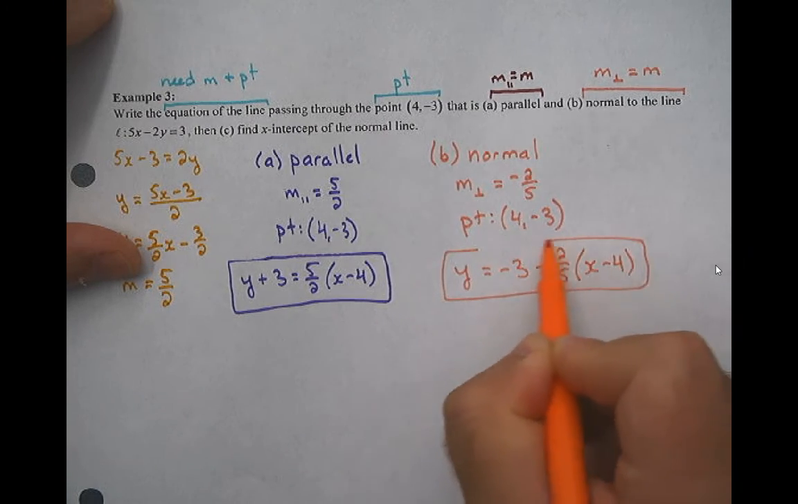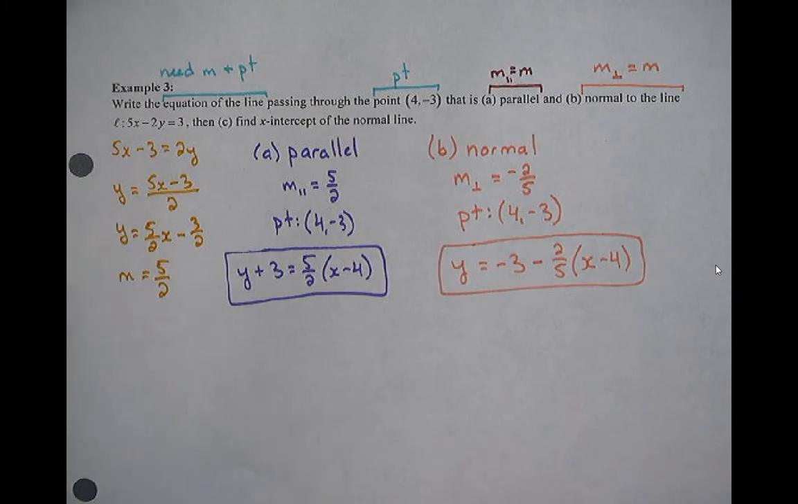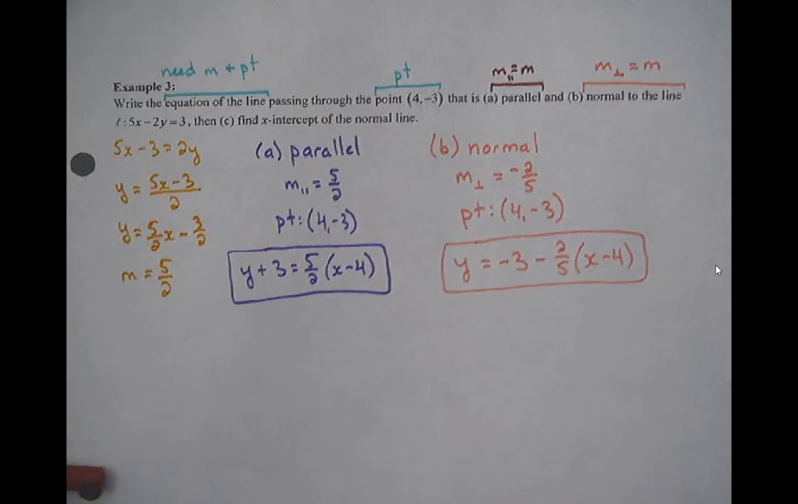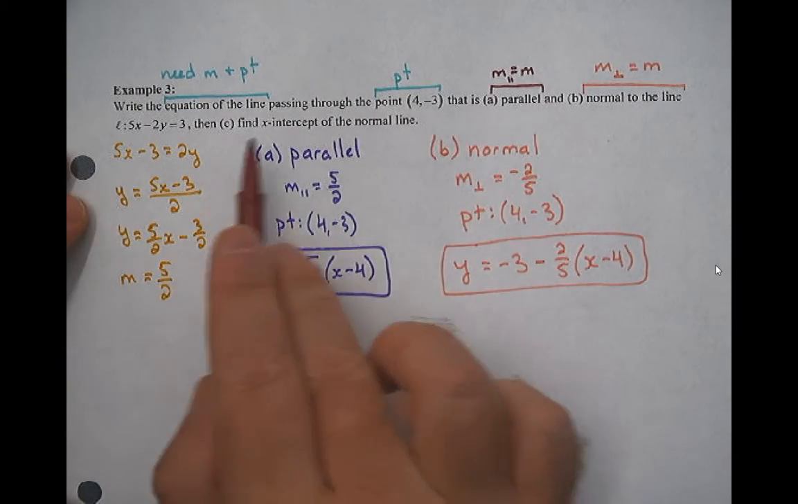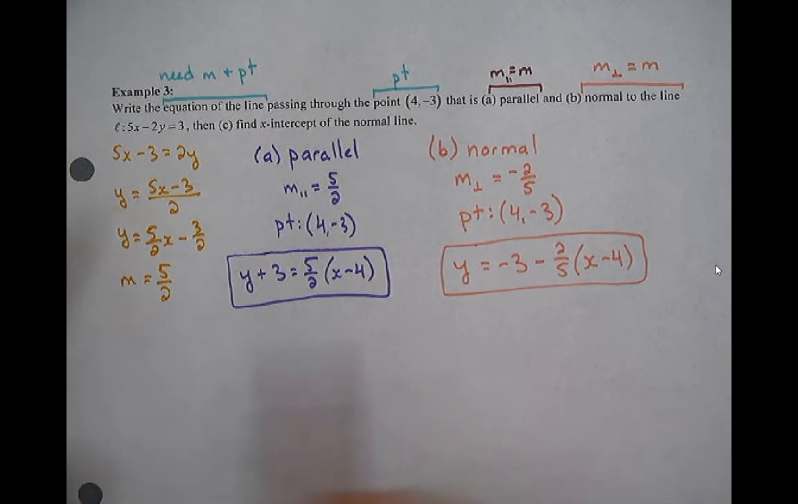I chose point-slope form because they didn't say what form it had to be. If it was multiple choice, you just look through the answers to see which form they used. And if it's free response, you can pick whatever form you want and go with it. Last but not least, part C, find the x-intercept of the normal line.